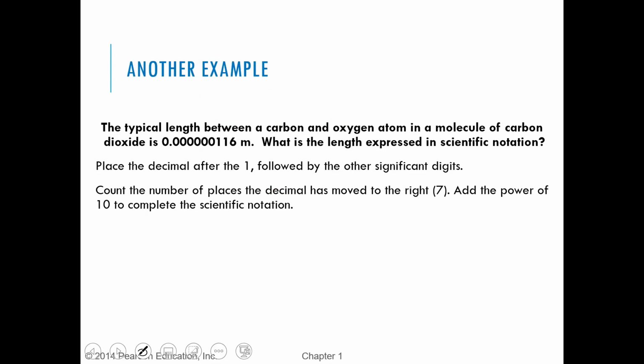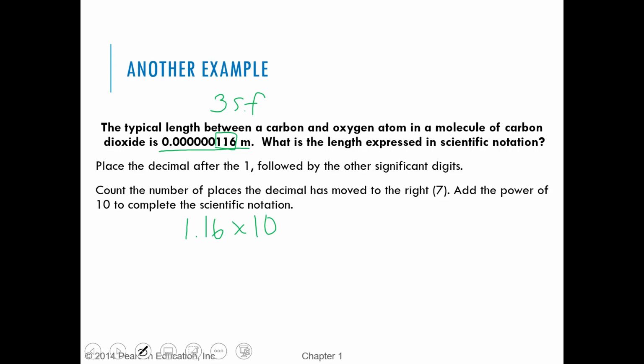Now notice that this number that I want to express, the length between a carbon and oxygen atom in CO2, is a number that's smaller than 1. It's 0.00000116 meters. So let's first see how many significant figures are in this number. All of these leading zeros are not significant, so just the 1 and the 116, so 3 sig figs again. So I need to make this a number between 1 and 10. I'm going to put my decimal point right here between the 1 and the 1. So I'm going to write 1.16 times 10.